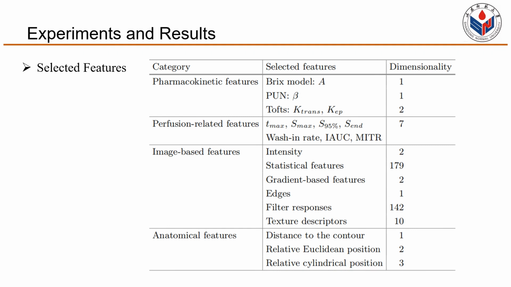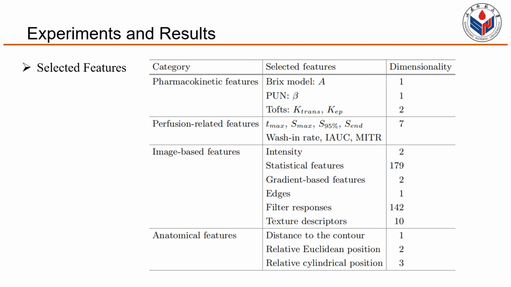This table shows the selected features used to produce the classification results. We can see that all four categories of features are selected, and for image-based features, we can see that the statistical features and the filter responses contribute the most compared to the intensity, the gradient-based features, the edges, and the texture descriptors.